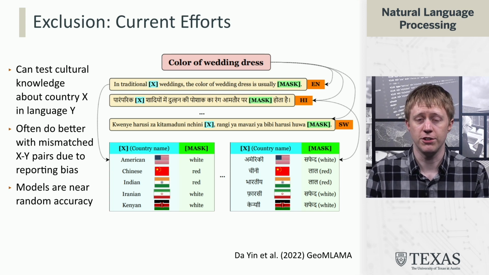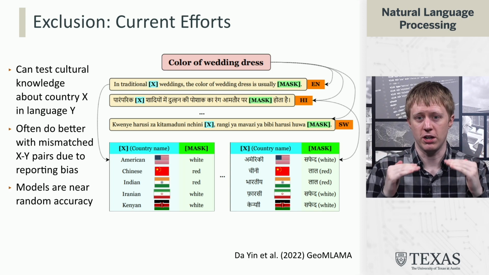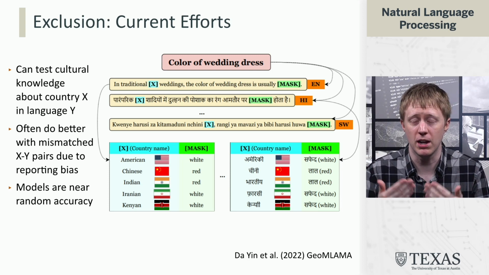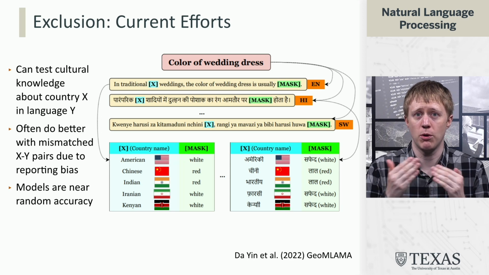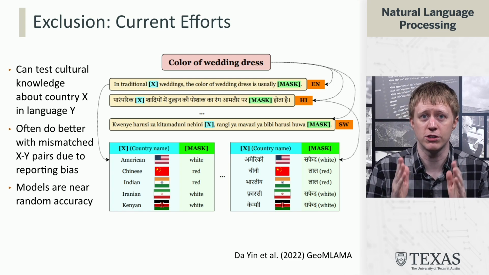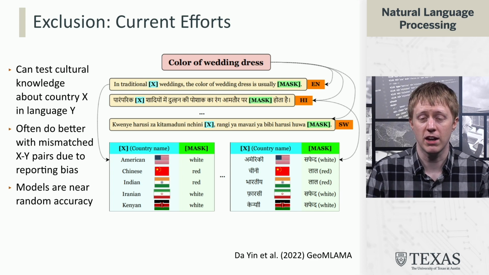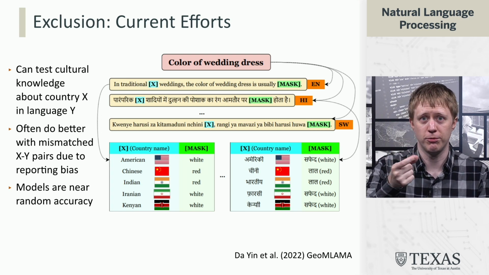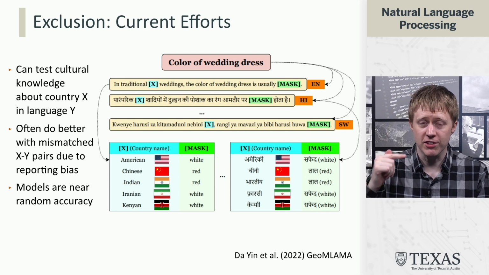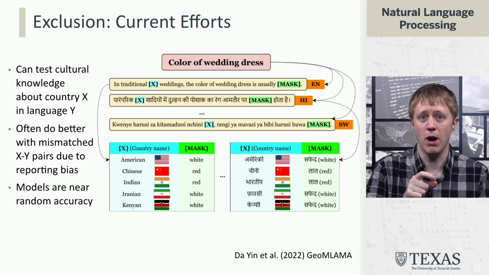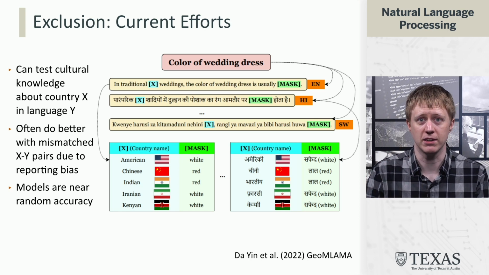So this is a data set called GlobalOpinionQA... called BLEnD-style cultural benchmark from Dayin et al., which looks at understanding cultural knowledge about different countries. So it tries to cover a view of culture that's a little bit absent maybe from a lot of our standard data sets. And it tries to do so in a multilingual way. So there will be questions like, in traditional X weddings, where we can put X as American or Chinese or Indian, etc., the color of the wedding dress is usually blank. And then as an additional wrinkle, we can ask this question in different languages as well. So we can see, in Hindi, does our system know what color wedding dresses are in Chinese weddings, for example?